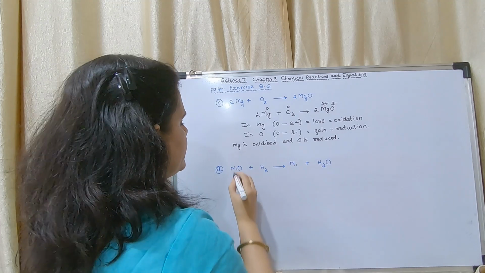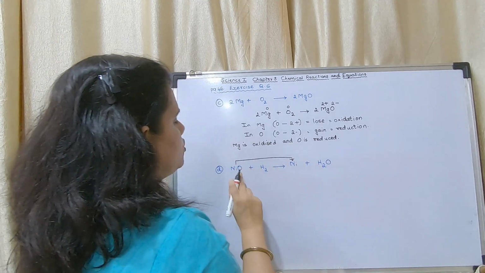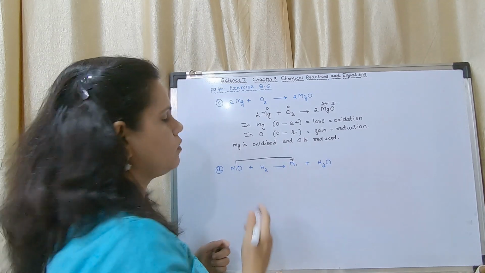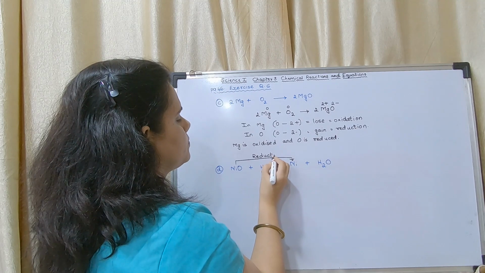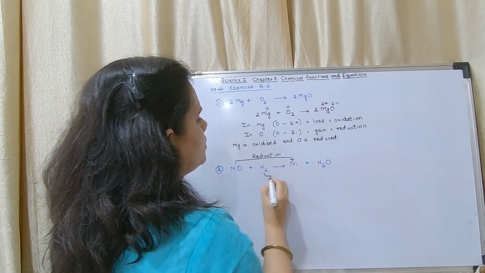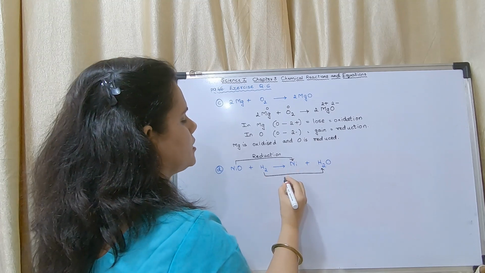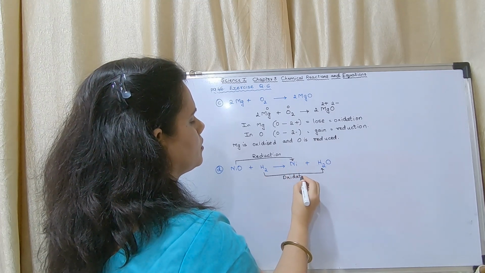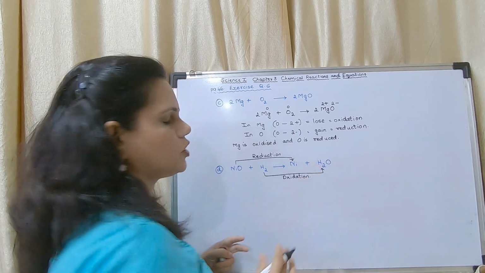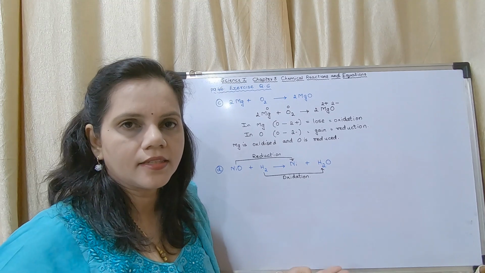Okay, now in this case, NiO is getting converted into Ni. So oxygen is removed, so this is reduction. H2 has got converted into H2O. It has gained oxygen, so it is oxidation. This much only you have to write. If it is a question like this, it is easier, isn't it?